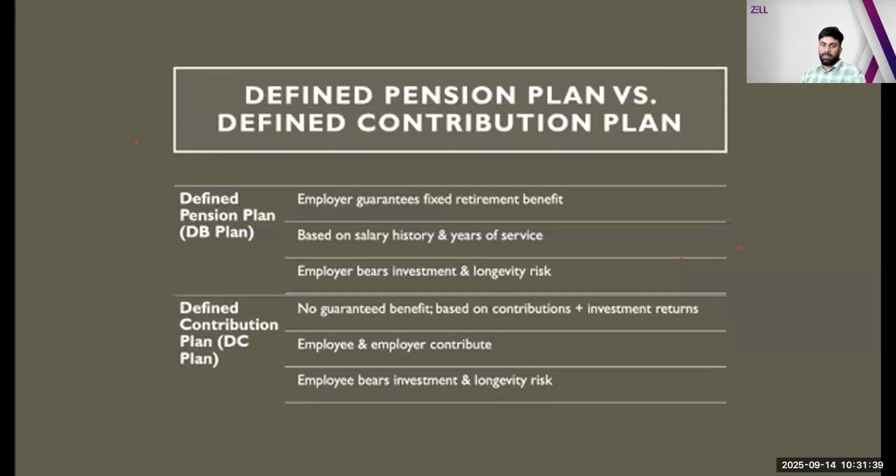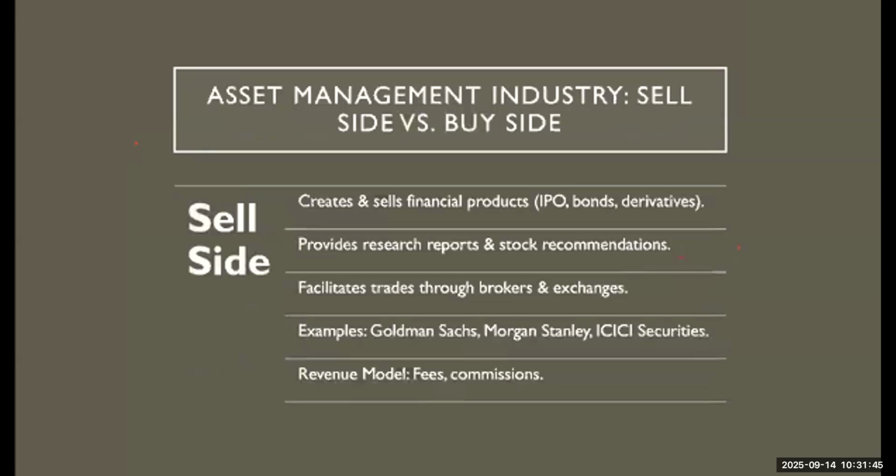Are we clear on the DPP and DCP? Next main concept is asset management unit or asset management industry. Okay, how does this work? Buy side and sell side. What are these sell side and buy side? We will understand that from this slide onwards.